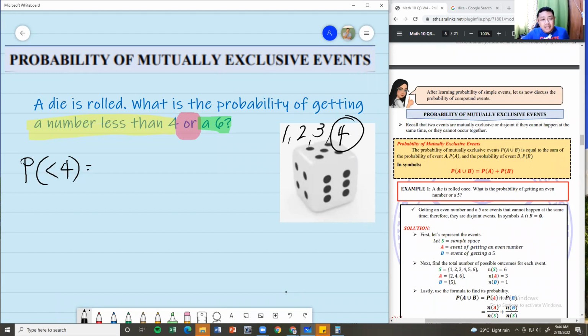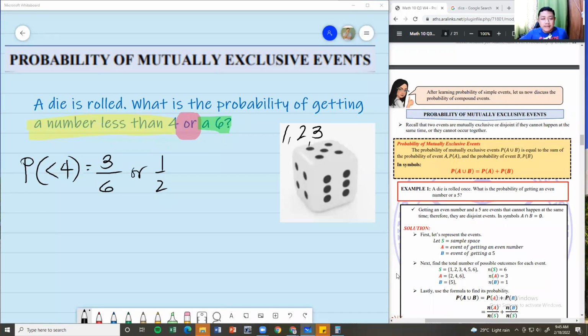And what we are only referring to are the numbers less than 4. Please take note of that, because there are learners who get confused and include 4 in the numbers less than 4. That's just a reminder. So we only have 3: 1, 2, and 3. So that's 3 over 6, or 1/2. Can you follow? Show me a reaction for the first probability, a number less than 4, if that's clear.